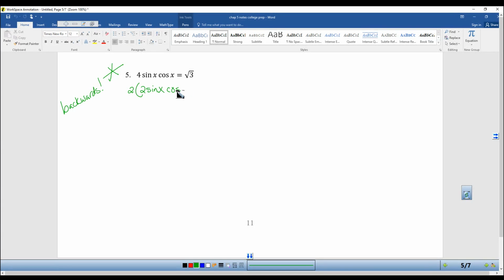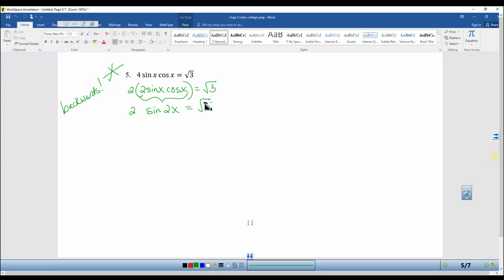So super tricky is that sometimes when you see sine times cosine, you can think to yourself, well, can I change that? So I'm going to separate the 4 into a 2 and a 2 and say that I have 2 sine x cosine of x, square root of 3. And then now I can change this piece to sine of 2x.